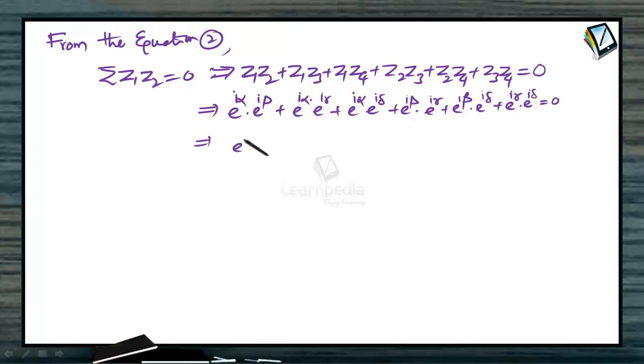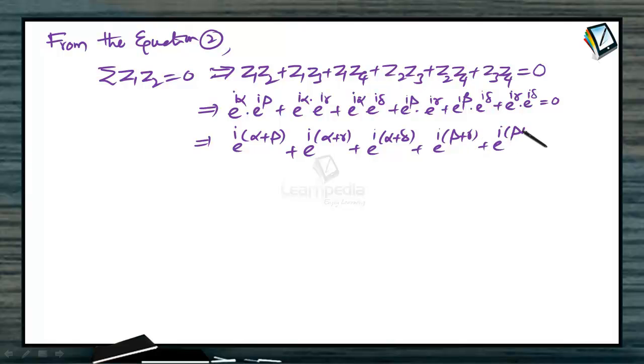This implies it becomes e to the power of i(alpha plus beta) plus e to the power of i(alpha plus gamma), e to the power of i(alpha plus delta) plus e to the power of i(beta plus gamma) plus e to the power of i(beta plus delta) plus e to the power of i(gamma plus delta) is equal to 0. Obviously, when the summation is equal to 0, each part must be equal to 0, therefore this must be 0 plus 0i.